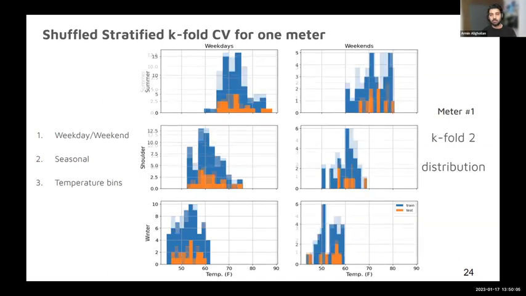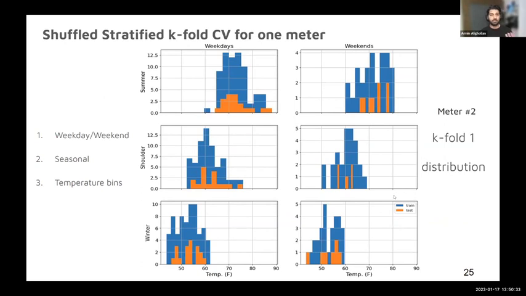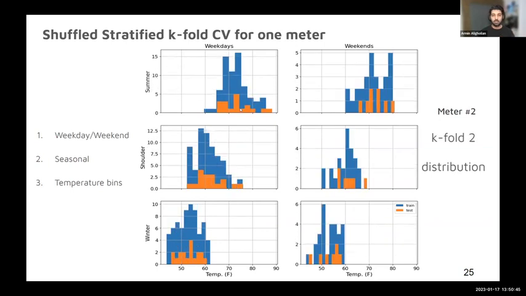For example, this one would be another random sampling from the same structure of the data that we have: 6 segments, bins of temperature, and resample again from the same segments. And we can see other meters here. This is one of the k-folds that we have. As you can see, the train and test distribution is pretty much the same. They come from the same distribution in each segment. And we can see another random sample from meter number 2.